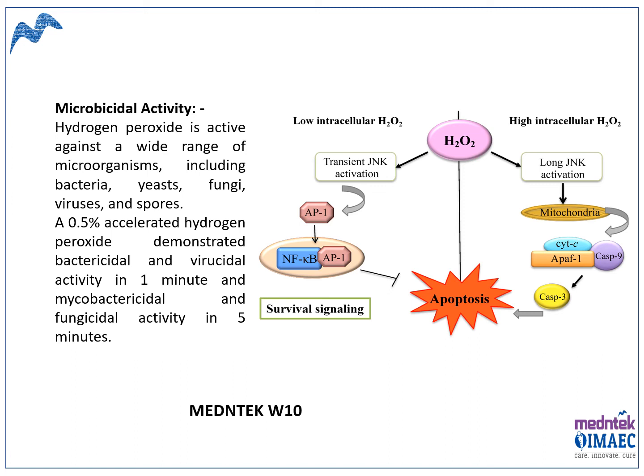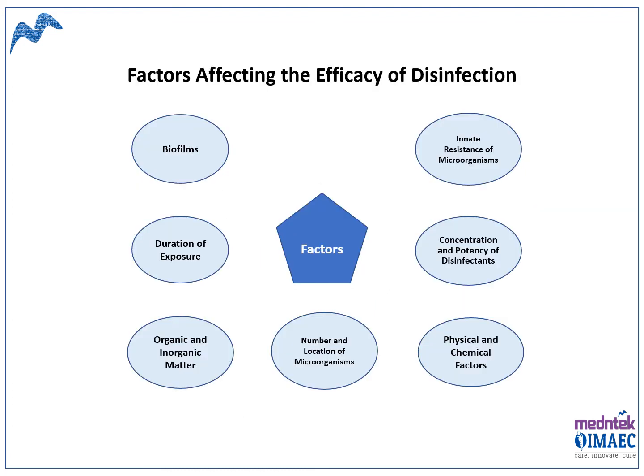A 0.5% accelerated hydrogen peroxide demonstrated bactericidal and virucidal activity within 1 minute, and mycobactericidal and fungicidal activity within 5 minutes. So this is hydrogen peroxide. Look at the pictures, how it acts on the bacteria. Our product, Cydeltech W10, is a disinfectant which plays an important role in controlling surface and environmental disinfection.